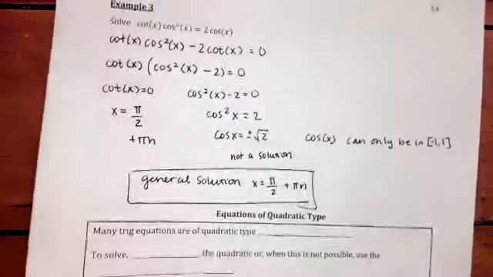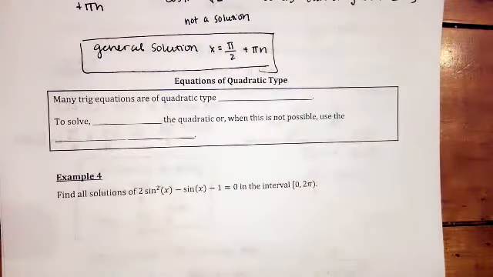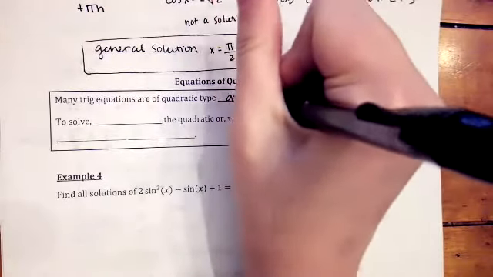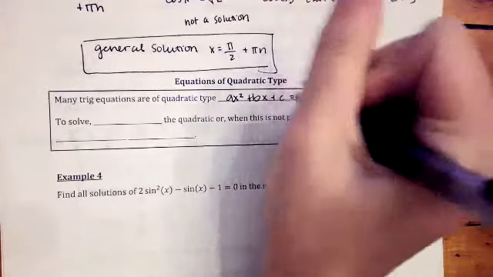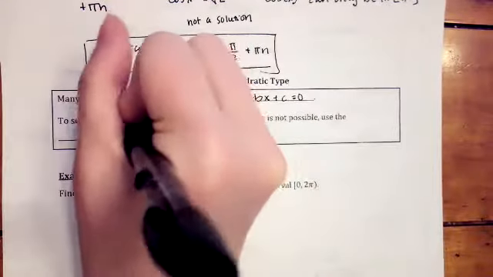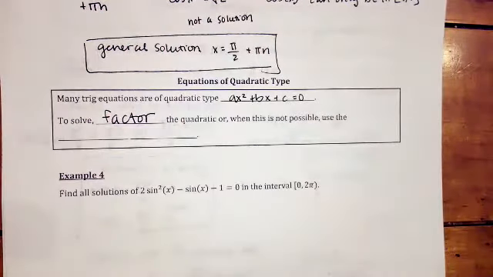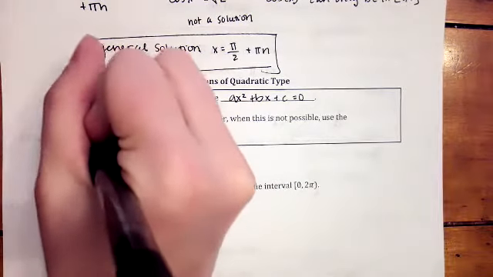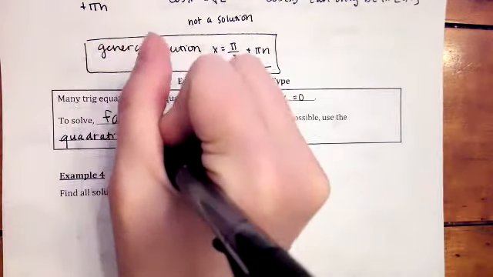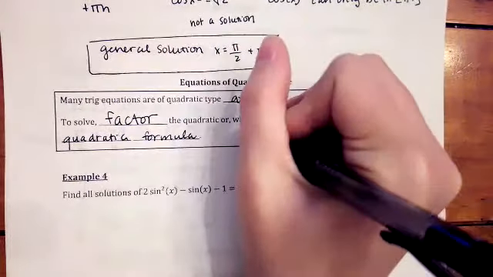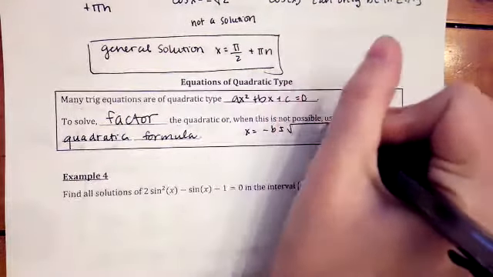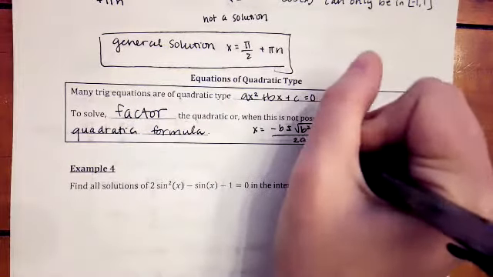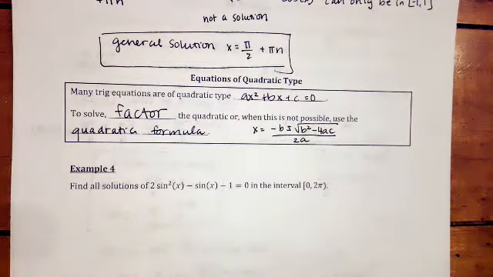Okay. If we have equations that are kind of quadratic looking or a quadratic type where it looks like ax squared plus bx plus c equals 0, we want to go ahead and factor those. If it is not possible to factor, then we will have to use the quadratic formula. And remember that is x equals negative b plus or minus the square root of b squared minus 4ac all over 2a. Okay.